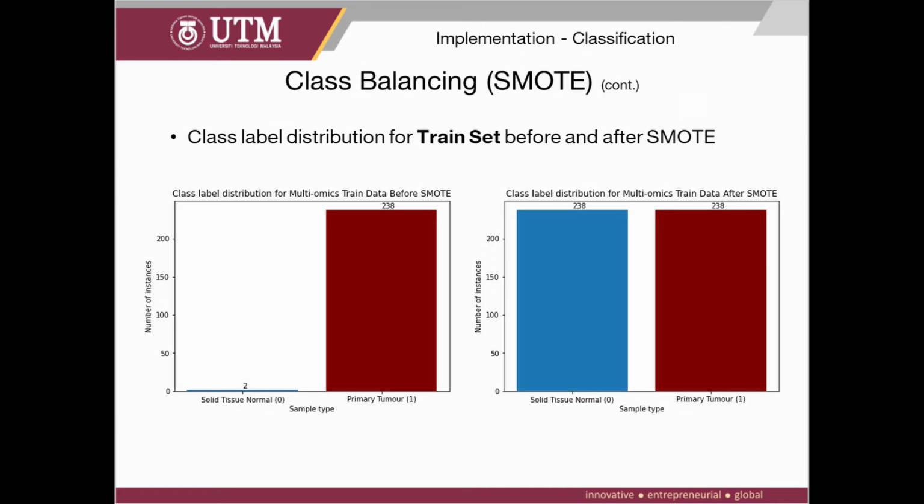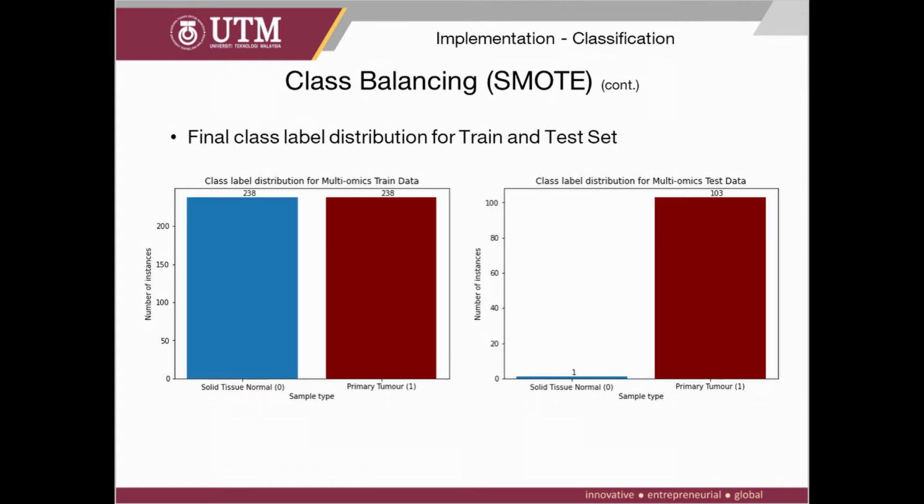This diagram shows the class distribution of the train set before and after SMOTE. After SMOTE, the number of samples in both classes are now the same. This image shows the finalized class label distribution for the train and test set. Since the train set has undergone SMOTE, both classes are now equal. On the other hand, the test set is still severely imbalanced.